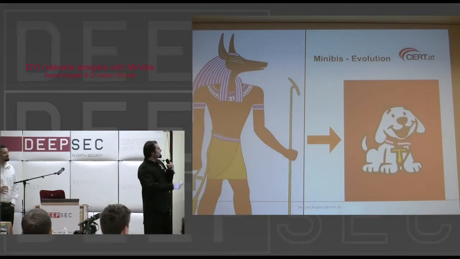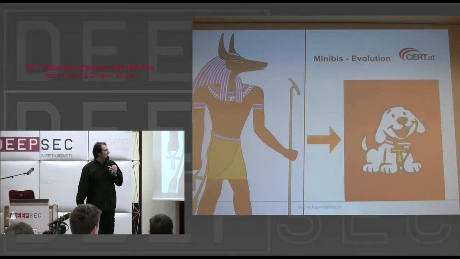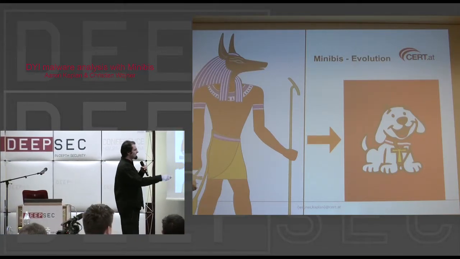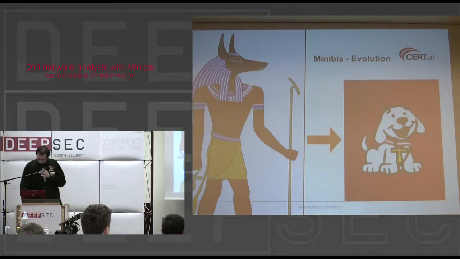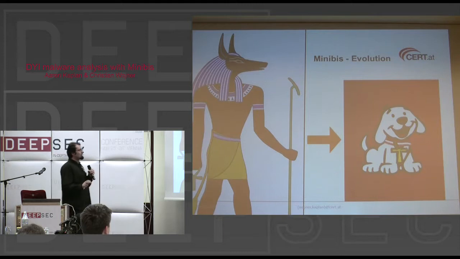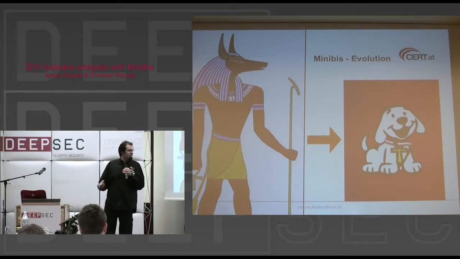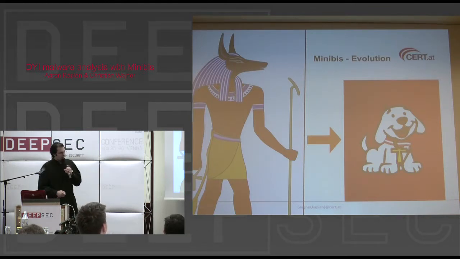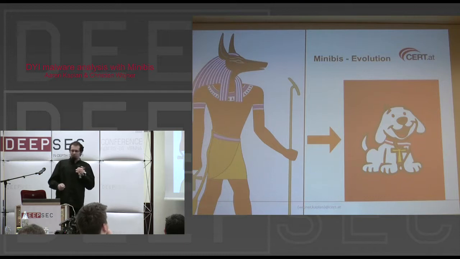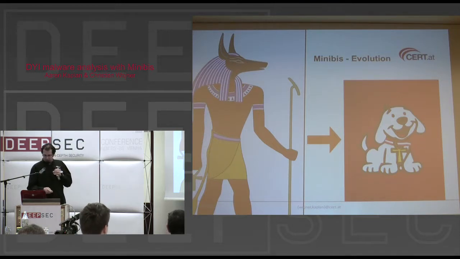This is our view of the big Anubis. And you see, it's the Ankh, which they have in common. Okay, but actually that's all. There's no single line of code which is in both projects. So it's really just the name and the basic idea behind it.